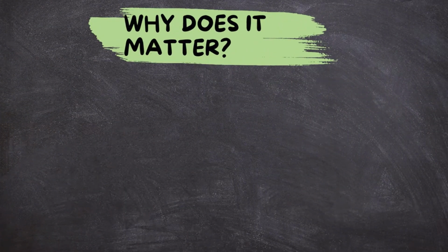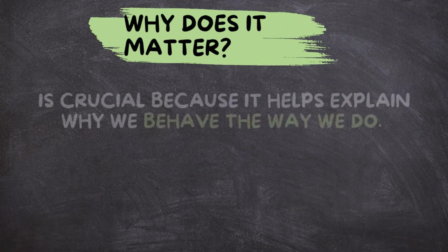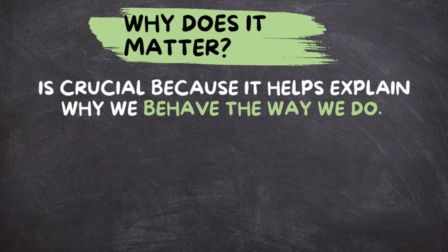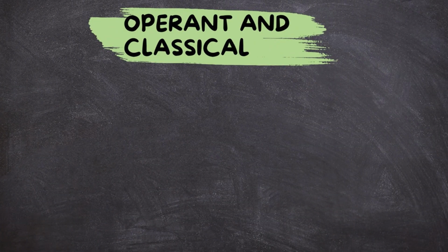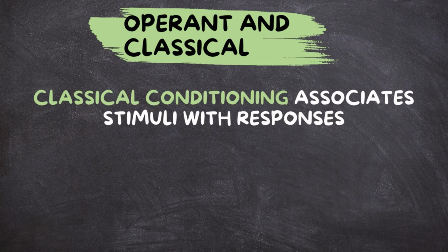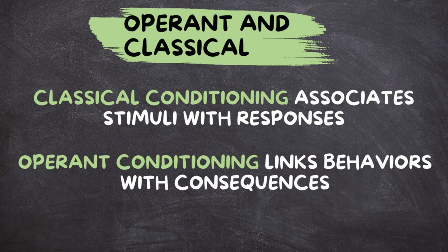Why does it matter? Understanding these conditioning methods is crucial because they help explain why we behave the way we do. Whether it's training a pet, teaching a new skill, or trying to change our own habits, knowing how classical and operant conditioning work can be a powerful tool. In the world of psychology, classical conditioning associates stimuli with responses, while operant conditioning links behaviors with consequences. These theories, although different, help us comprehend the intricate web of behaviors that shape our lives.